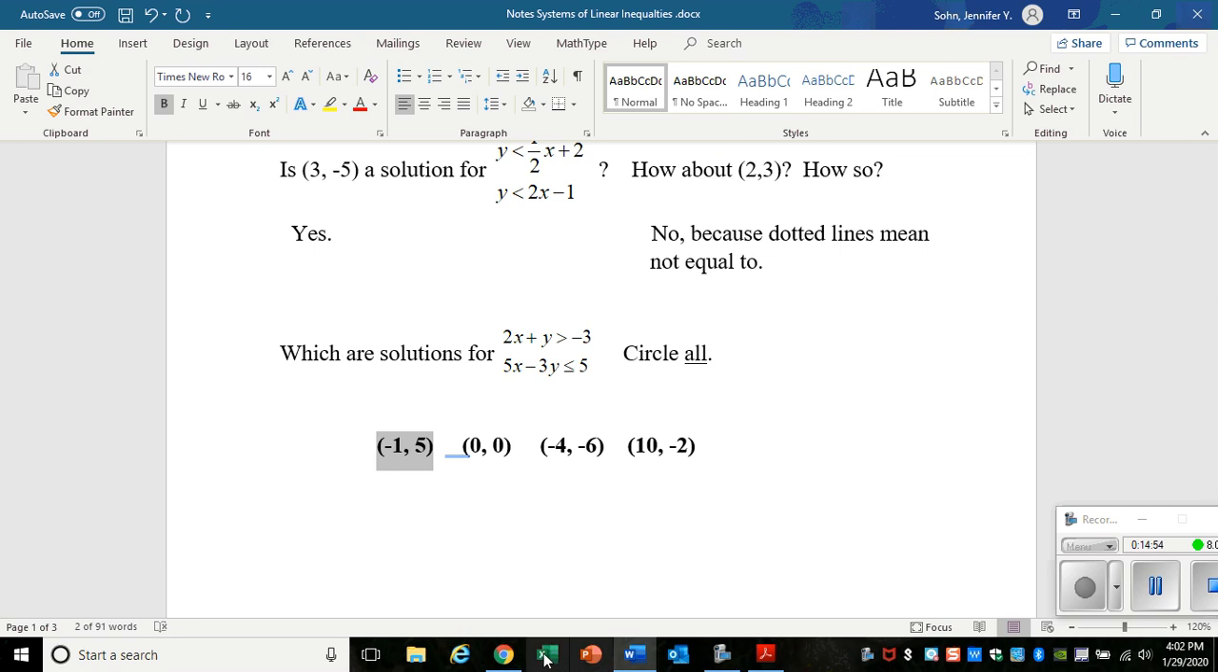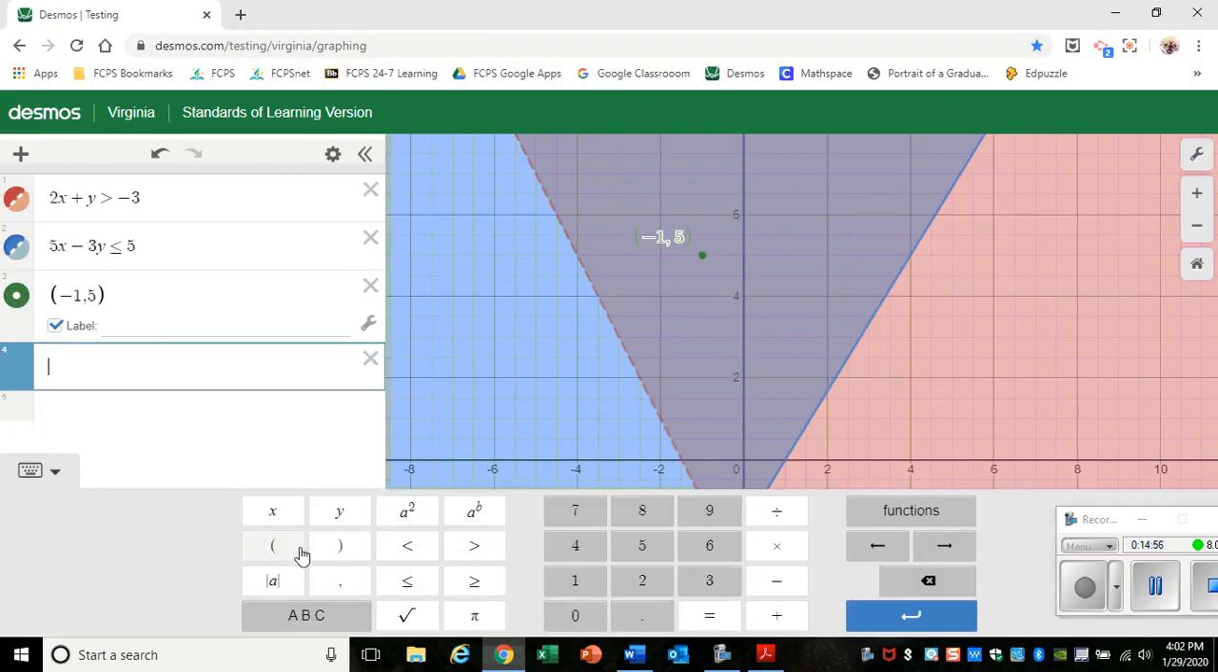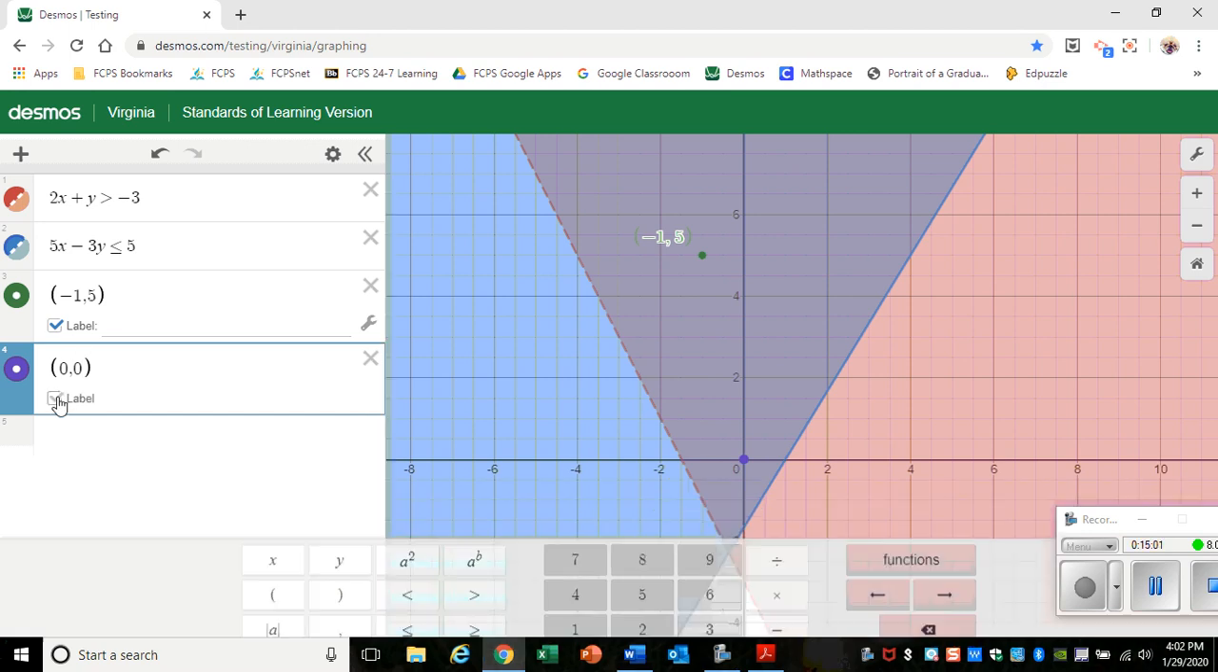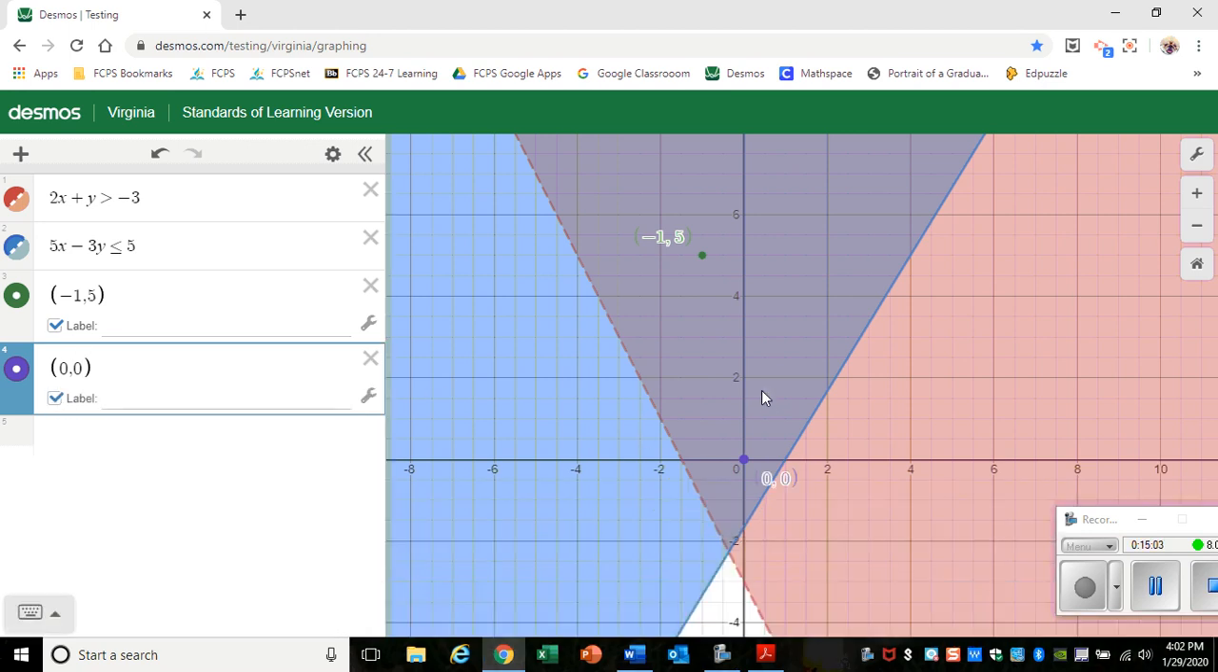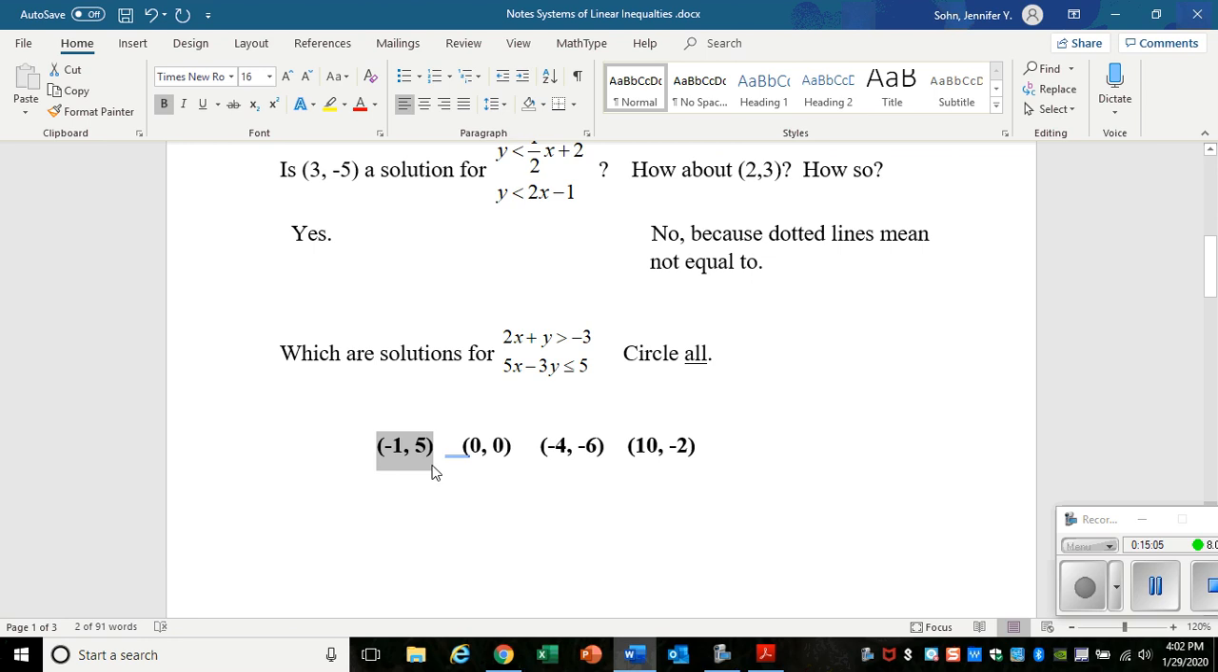Now, I want us to go back to the next one. We're going to type 0, 0. And then label that. And that is on the overlap section. So that is a solution. So circle that one too. So this one, this one, I'm gonna ask you to circle it, or I'm gonna just highlight it for you.